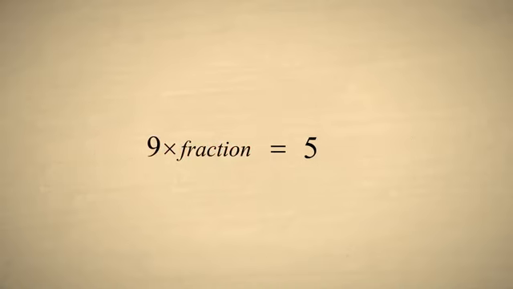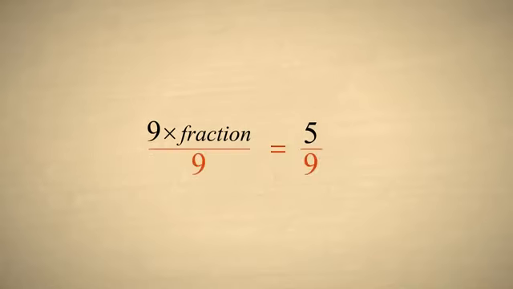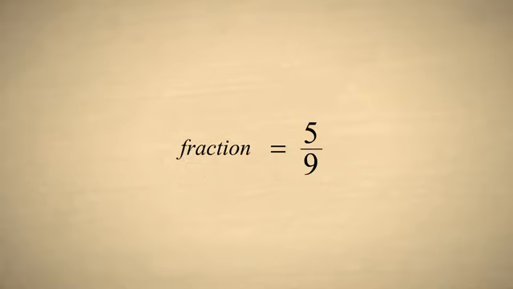Since both sides of the equation are equal, we can divide each side by the same number and they will still be equal. Let's divide both sides by 9. Notice that on the left side of the equation, the fraction is multiplied and divided by 9. This leaves its value unchanged, so we can cancel out the 9's on the left side of the equation. We are left with an equation which says that the fraction is equal to 5/9. We have converted our repeating decimal number to the fraction 5/9.